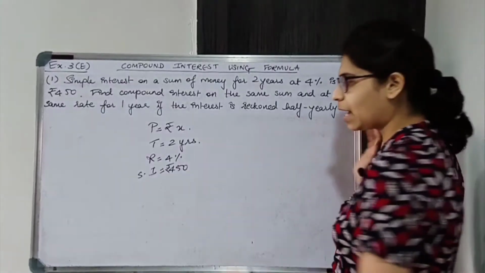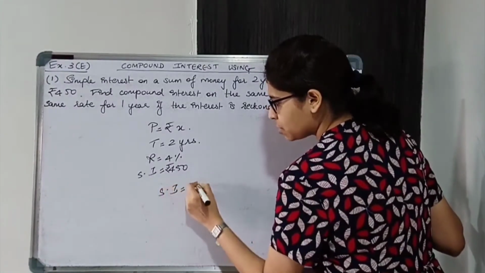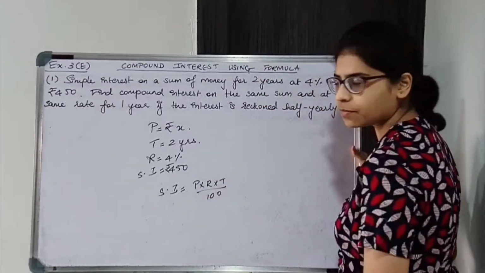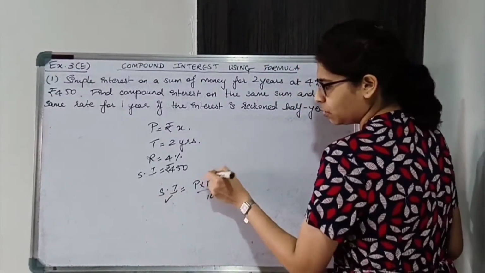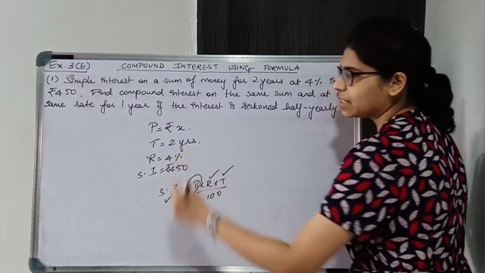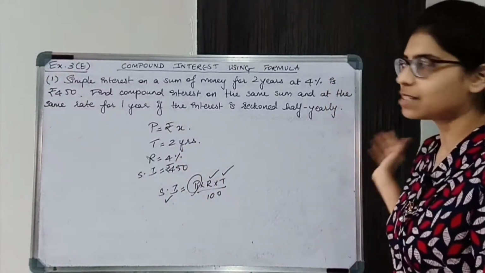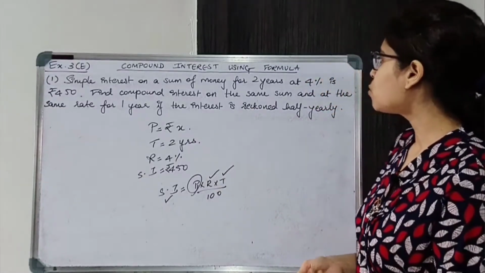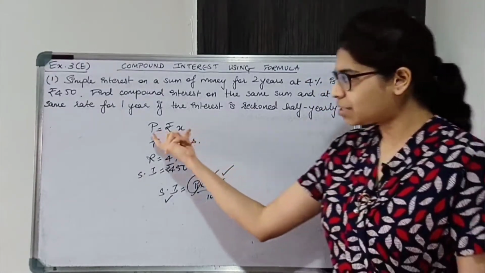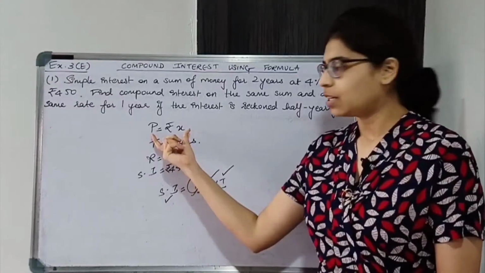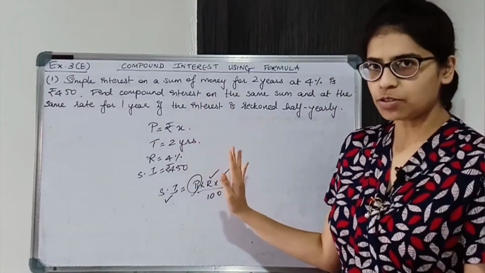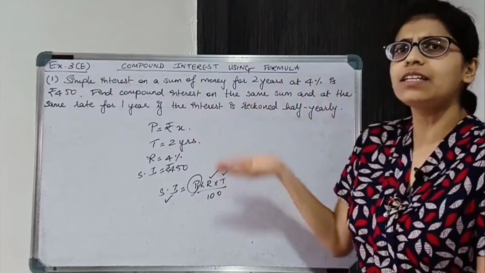Now we know that simple interest is P into R into T upon 100. We know this, we know this, we know this. We can easily find the principal, that is the sum of money. Now find compound interest on the same sum, that is this same principal. From this you can easily find the principal. So once you get the principal, the second part is easy.